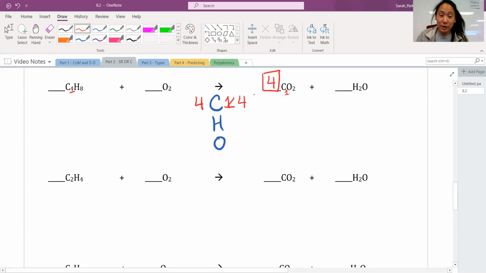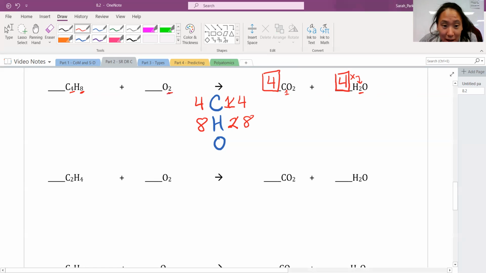Great. Then what are we going to focus on? Your H's. You have 8 on the left, but how many H's do you have on the right? I only have 2. So you're like, oh, hey, this 2 needs to become an 8. So you ask yourself, what number times 2 gets me to 8? Okay, no adding, you have to multiply. What times 2 gets me to 8? 4, right? 4 times 2 is 8. Now our H's are balanced.